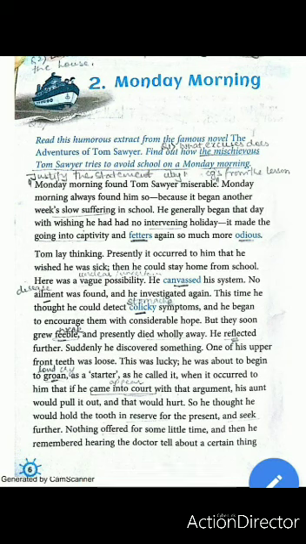In the opening paragraph, Tom finds the Monday morning miserable, that is very bad and sad. For him, school was a place like a prison, where he was put to slow suffering.